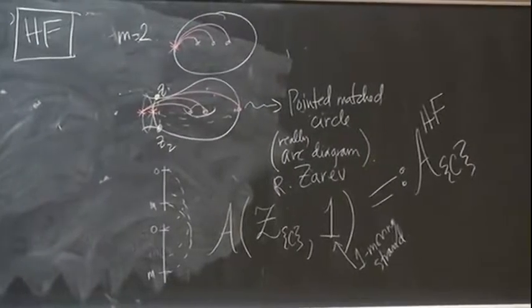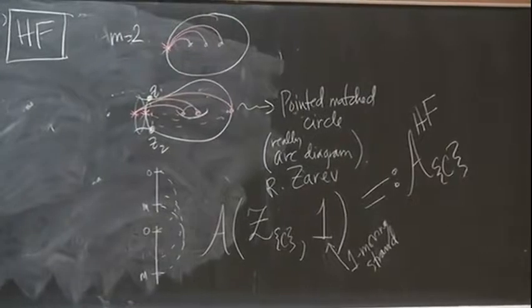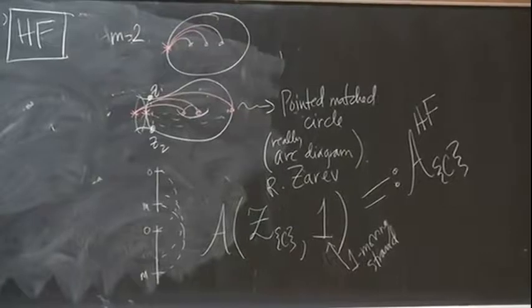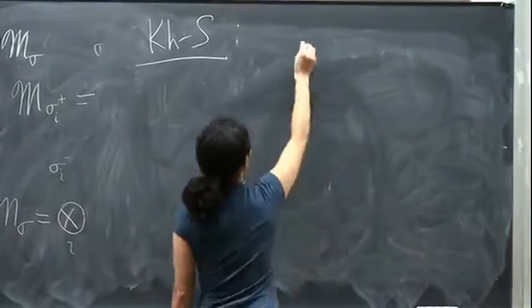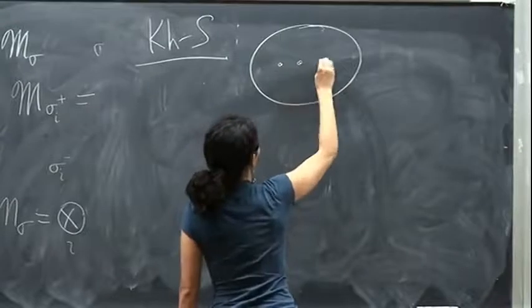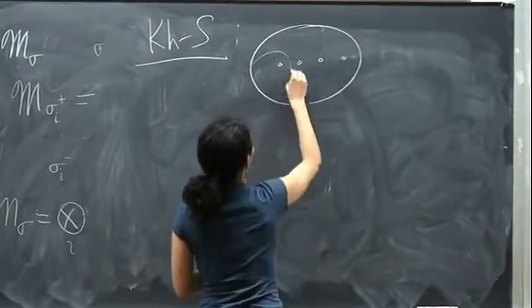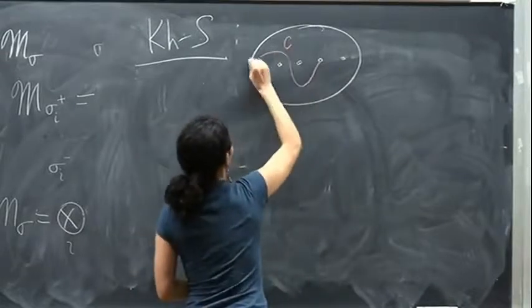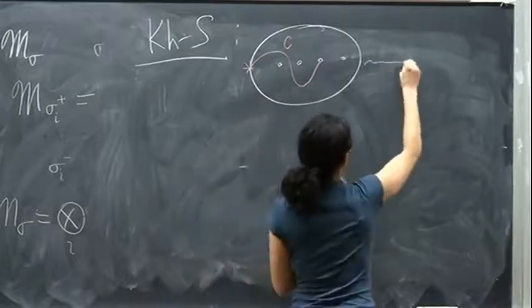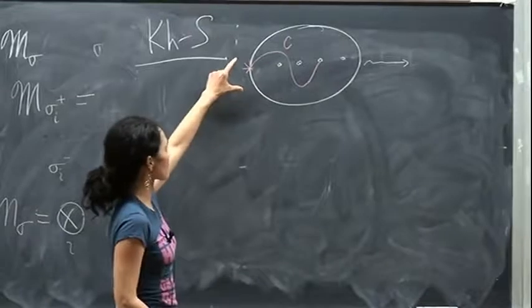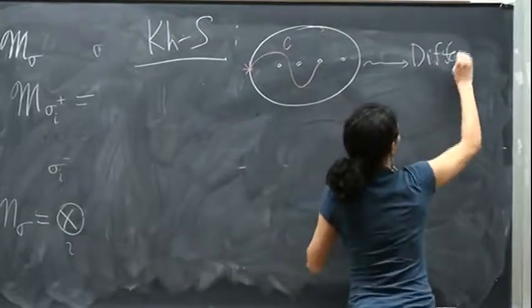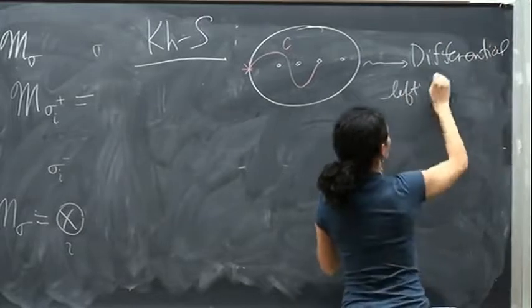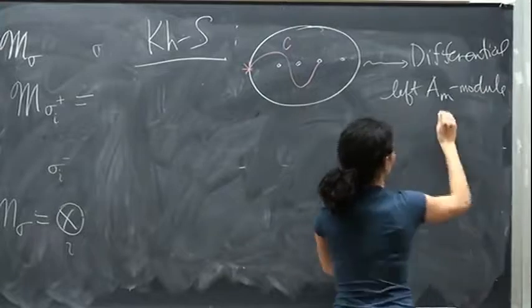So on the Khovanov-Seidel side, we also get a nice algebra from this basis of curves. But I have to tell you just a little bit more. If you start now not with a basis of curves, but just a single curve, something very beautiful that they do in their paper is to associate in a very explicit way to this curve a differential left A-infinity module, which I'm also just going to call C.